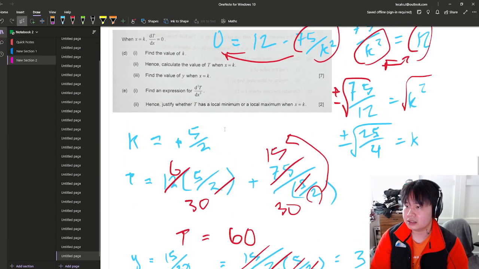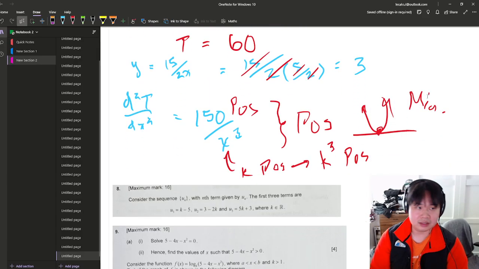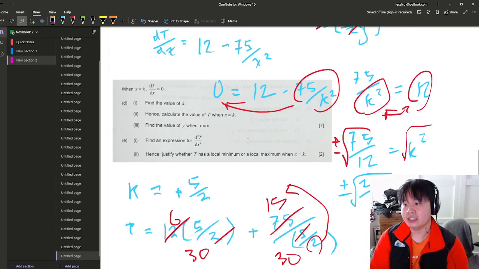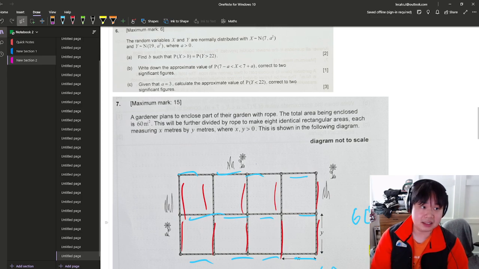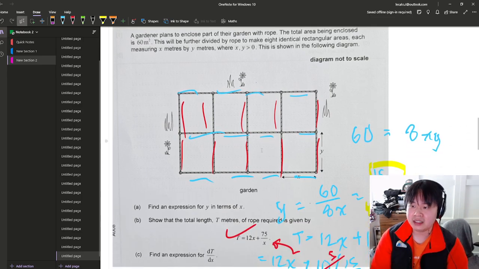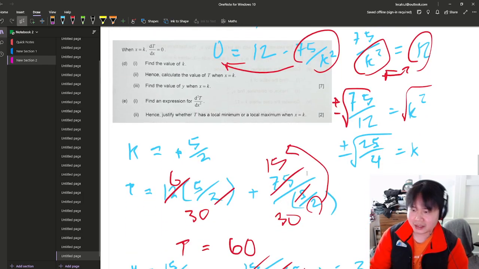So yeah, this is a minimum value of t. In other words, if you want exactly 60 square meters of area, this configuration of x and y gives you the 60 meters squared of area using the least amount of rope.